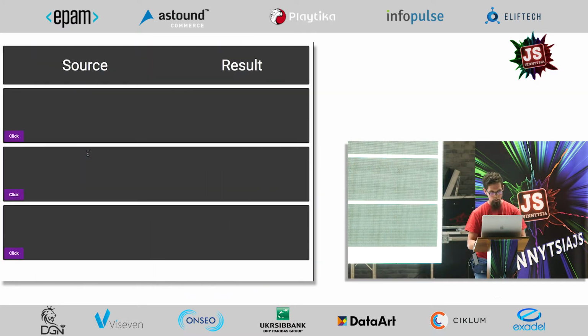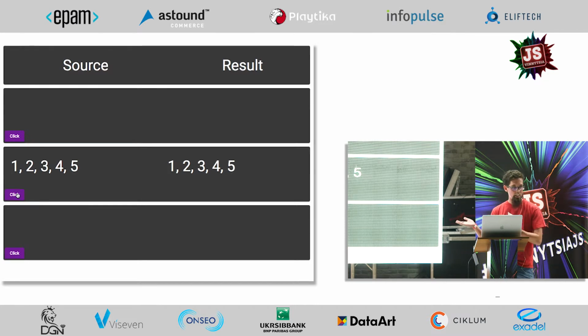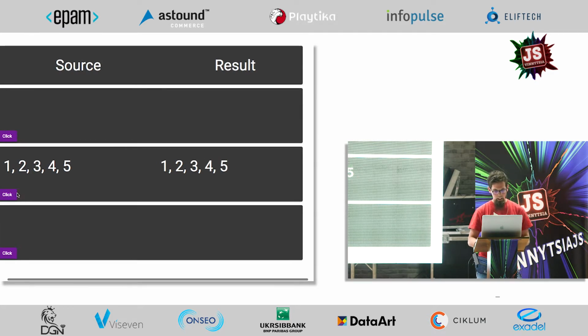So let's look if it works. I click once, it works. I click twice, it works. I click 3 times, 1, 2, 3. It waits. So it's just as simple as that. Just zipping 2 streams together to get the result we want.